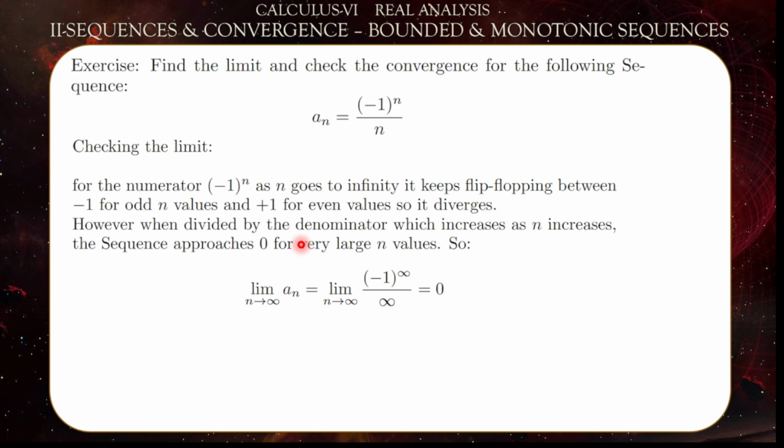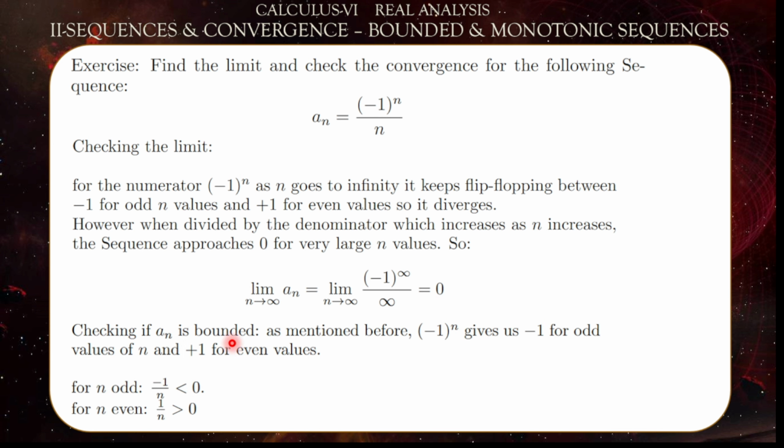However, when divided by the denominator, which increases as n increases, the sequence approaches 0. So the jumping of sign no longer matters. This happens for very large n values. Hence, the limit of a_n as n approaches infinity is equal to the limit of (-1)^infinity divided by infinity, which equals 0.